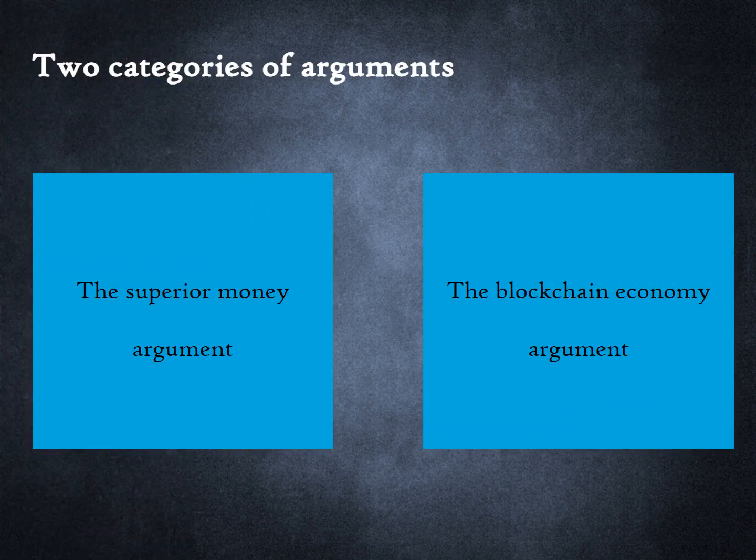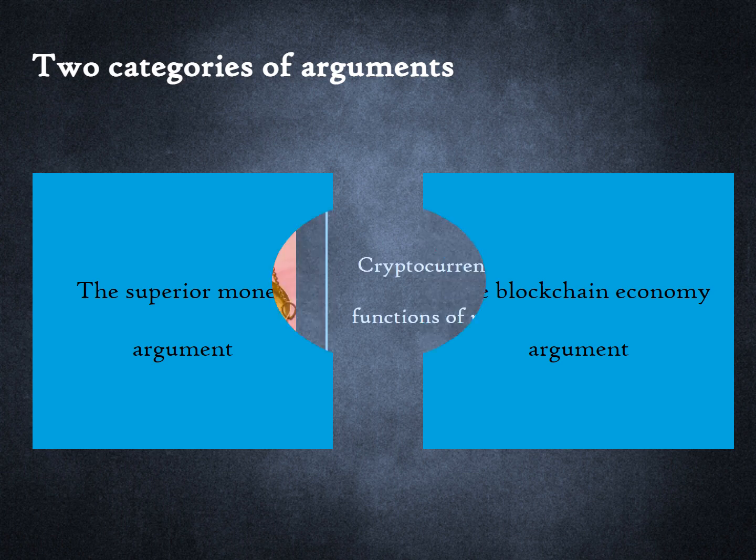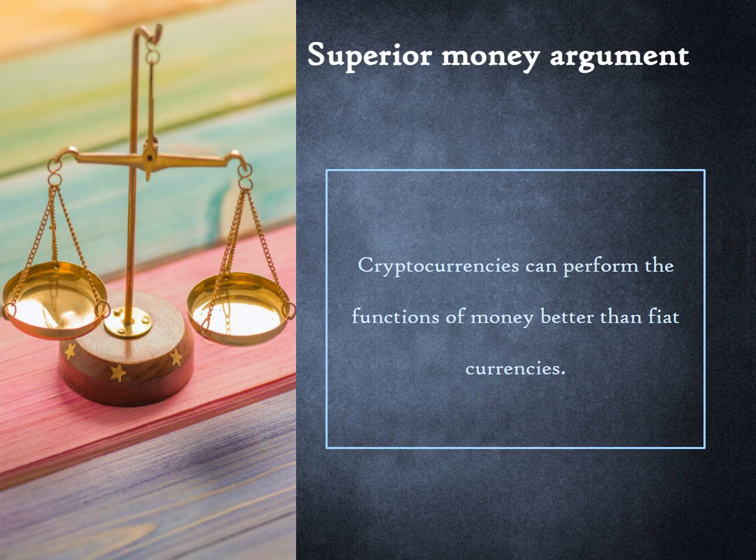There are two broad categories of reasons ascribed to the intrinsic value of native cryptocurrencies. One category we will call the superior money argument. Second is the blockchain economy argument. Next, we will look at each one. The superior money argument is simply this: cryptocurrencies can perform the functions of money better than fiat currencies. Next, we will see some reasons proponents cite in support of this.